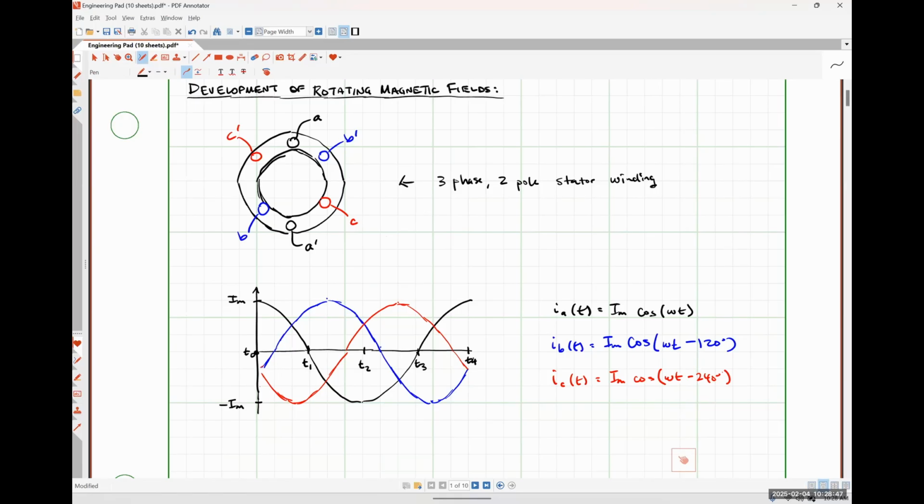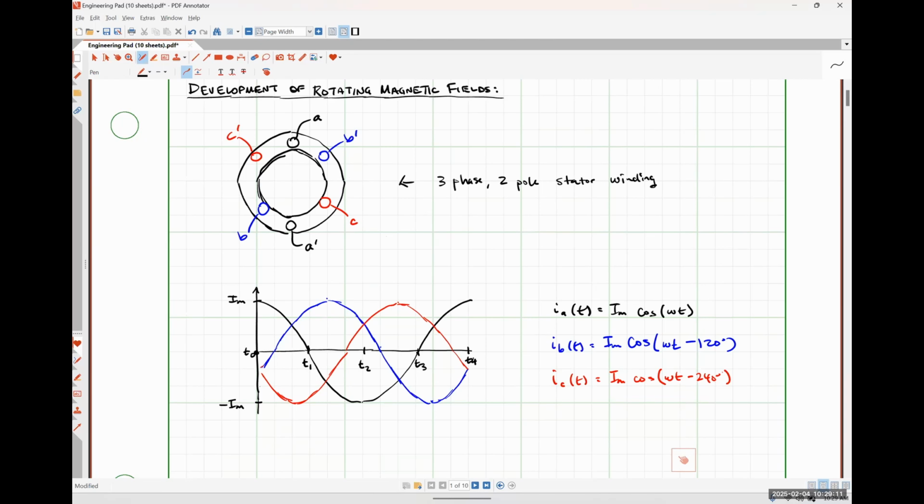T1 is when our A phase falls down to 0. T2 is when our A phase is at its negative maximum. T3 is when our A phase is back to 0. And T4 is when our A phase is at its positive maximum. And now to piss off Zach even more, I'm going to draw so many more little pictures as we look at snapshots of this thing in time.